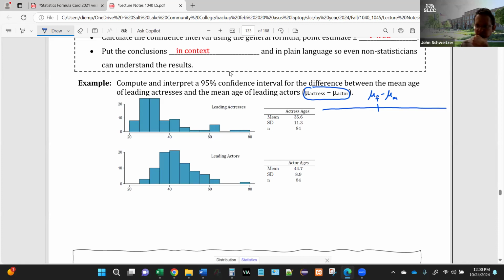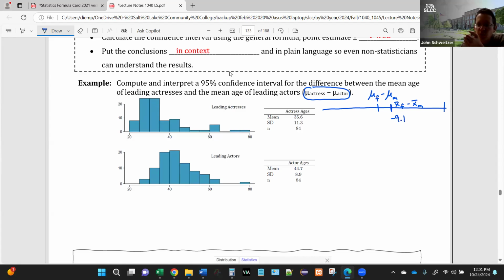Let me do extreme values here. It certainly has to be between 100 and negative 100. So it's somewhere on the number line, we just don't know what it is. We think it's probably negative. So what we do is we estimate it with X bar actress minus X bar male. We already did that, and we found it was negative 9.1. So that's our point estimate.